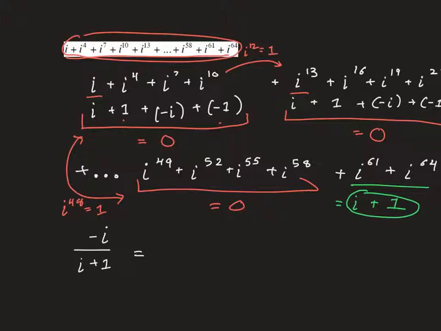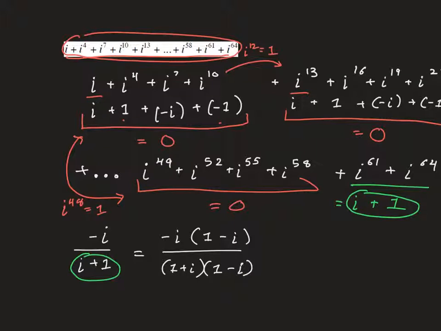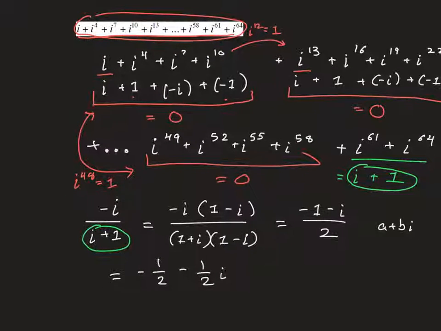And we simplify this by multiplying the numerator and the denominator by 1 minus I. And that's the complex conjugate of I plus 1. And that gives us negative 1 minus I over 2. But the problem asks for a plus bi form. So we just write it as negative 1/2 minus 1/2 I. And that's our answer.